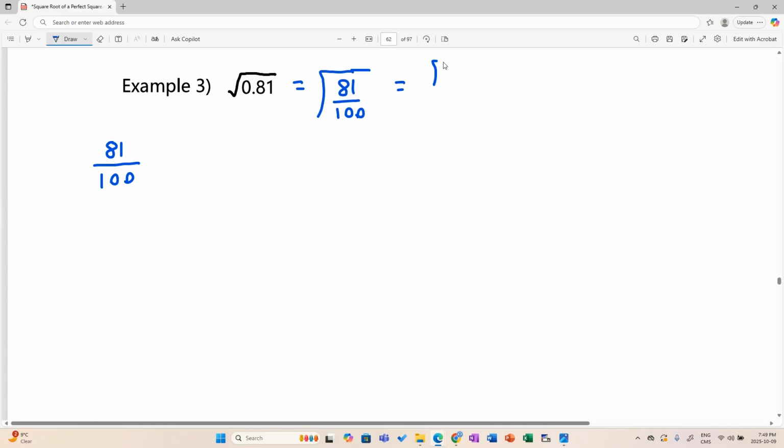We simply split up the top number and take the square root of it, and then take the square root of the bottom number. So the square root of 81 is simply going to be 9, and the square root of 100 is going to be 10. So I get 9 over 10, or 0.9. And just to check your work, if you guys don't believe me, go take out your calculator, type in the square root of 0.81, and see if you get 0.9.